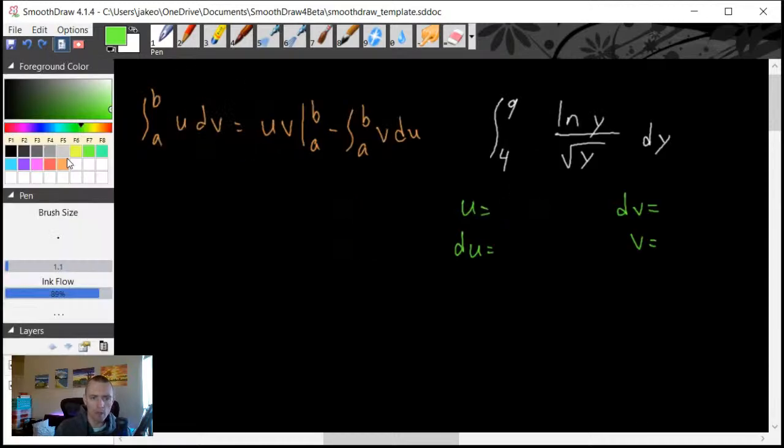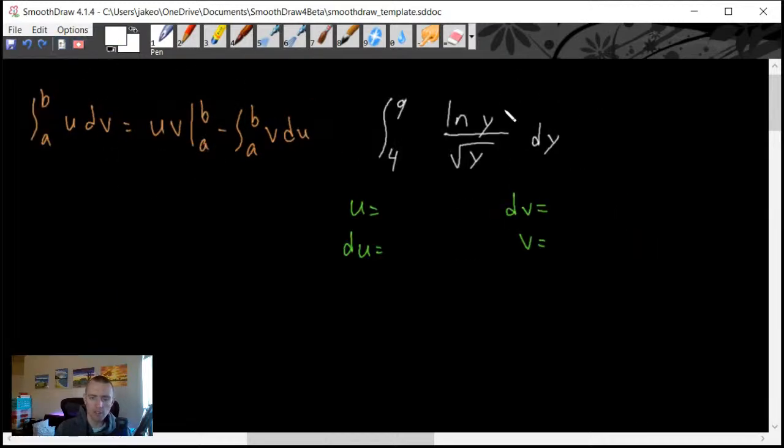Well, before we do that, what I'm going to suggest is we rewrite this in another form that makes integration by parts actually make sense. Because integration by parts requires that we have the product of two things, u times dv. Well, here we have a quotient. We have division instead of multiplication. However, what we can actually do is rewrite this function, ln of y divided by square root of y. First of all, we can rewrite square root of y.